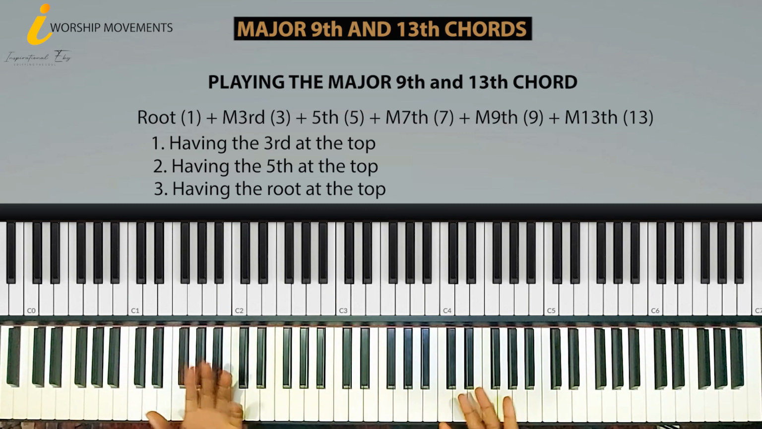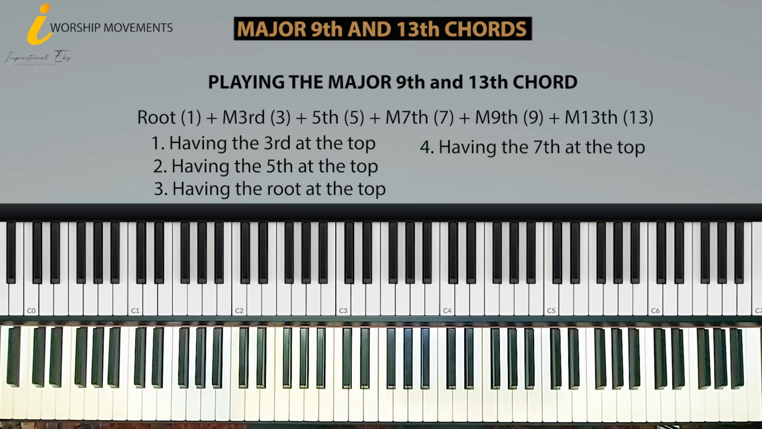Another way I play the major 9th is having the 7th at the top. So I want the 7th to be at the top, right? So the 7th, this is the 7th, right? The 7th, I want the 7th to be at the top. So how do I play it? This is how I play it. The C major 9 chord, the C major 9. Are you seeing it? Now the 7th is at the top.